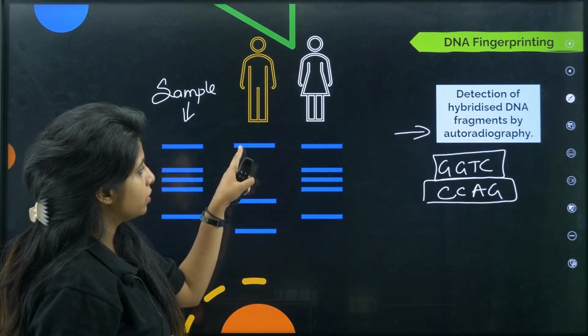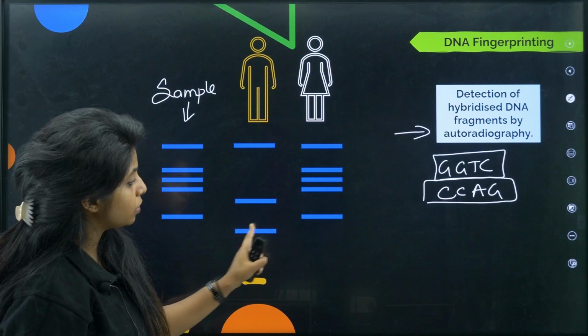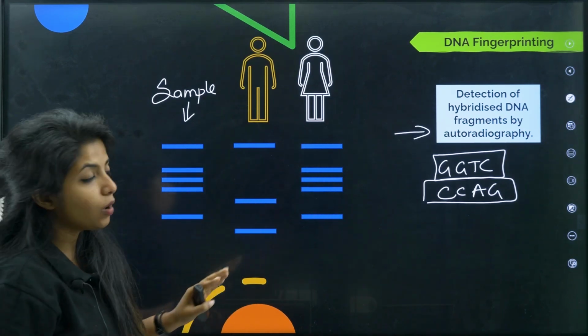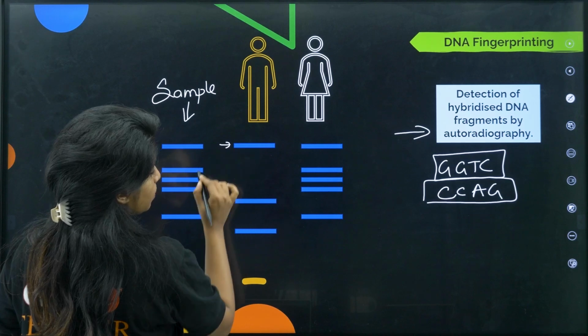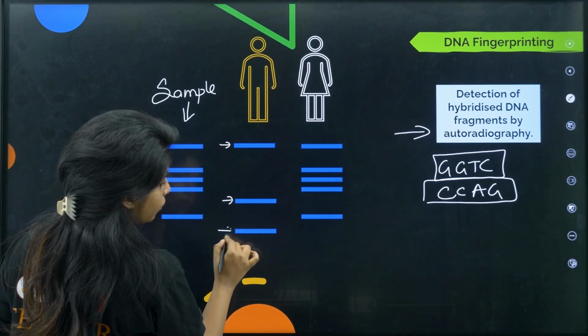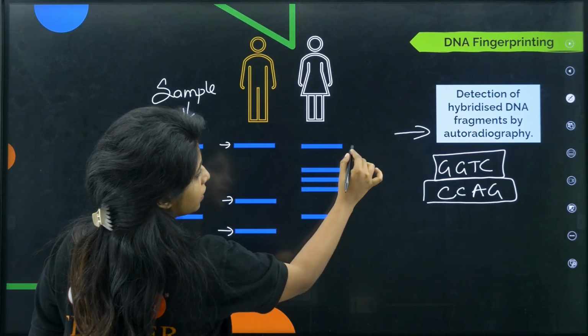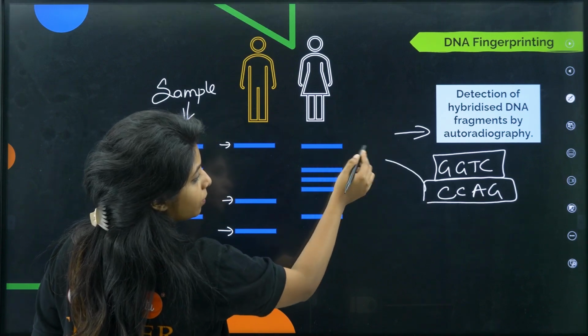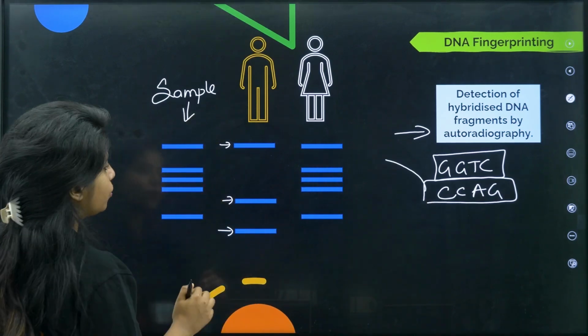Suppose this also has the attached probe, this also has the attached probe, this also is complementary to the probe. All of them are complementary to the probe. And now I find that there is one segment like this, another fragment like this, and another fragment like this. These are the fragments that I got. And CCAG is complementary to all of them, which is why it is visible under autoradiography.